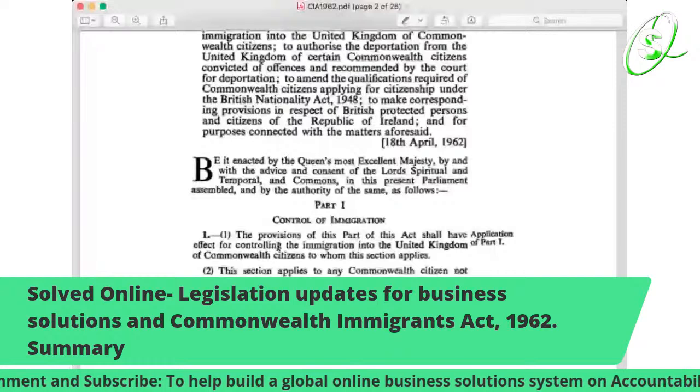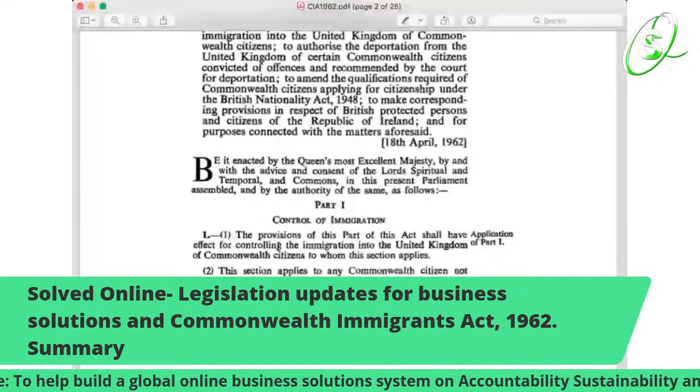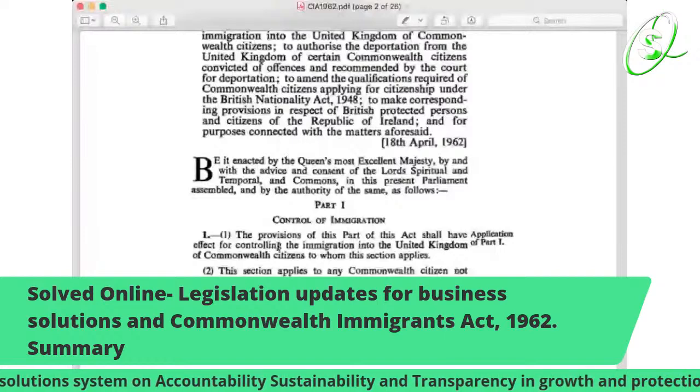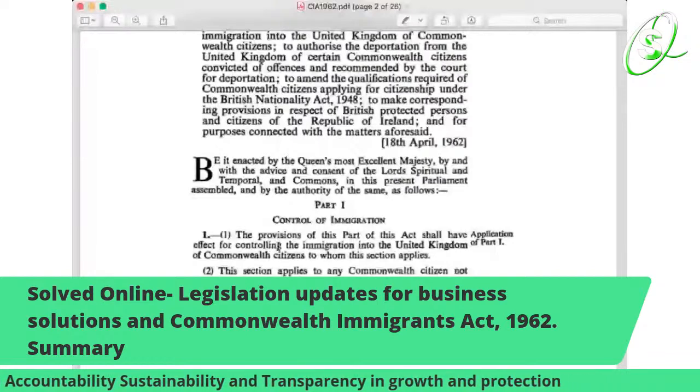So, as you can see, number 1 shows you immigration control. You're just going to read this part. So this is very important, very important. Just let all of the Windrush generation know.